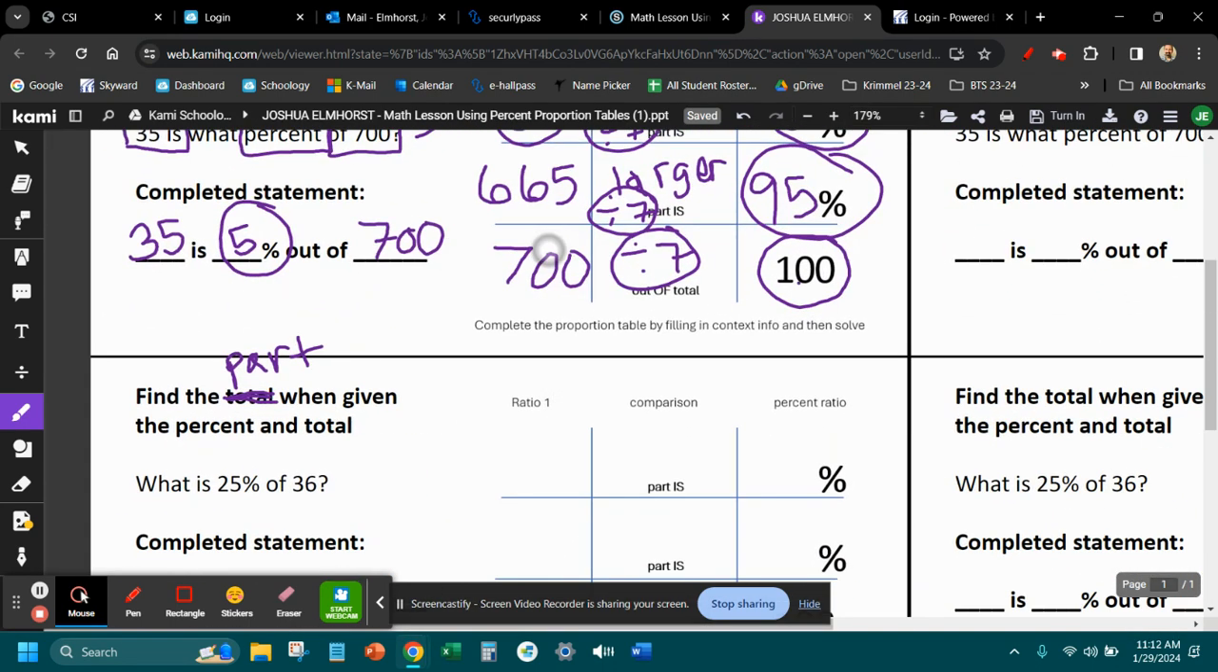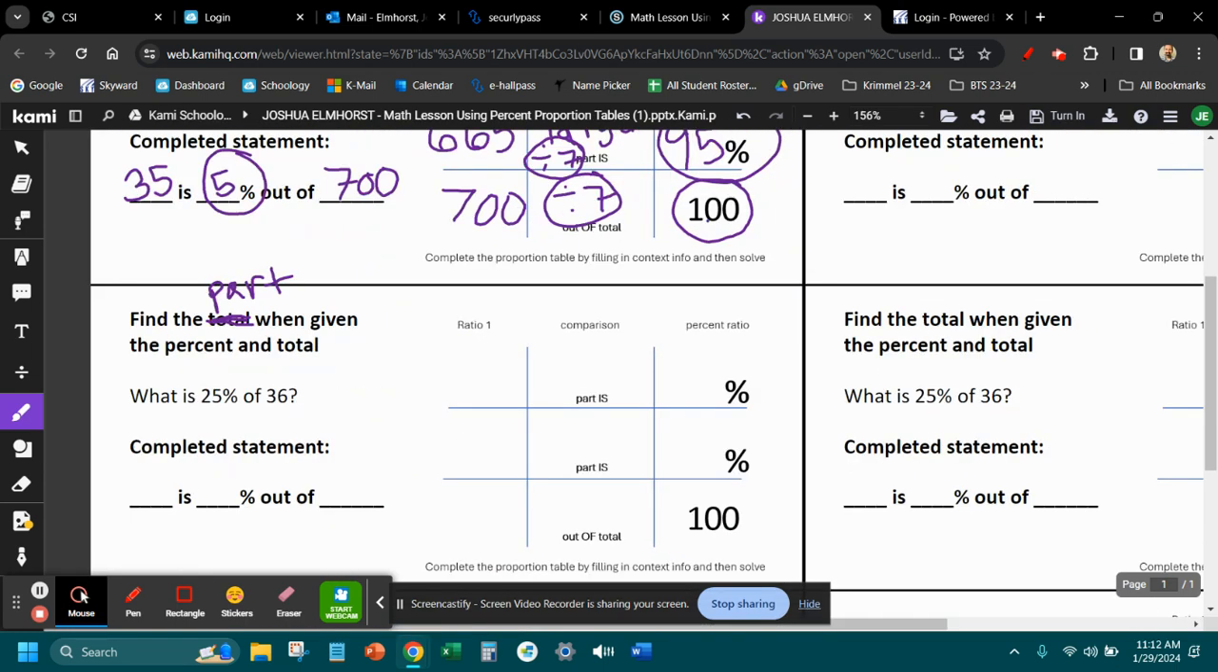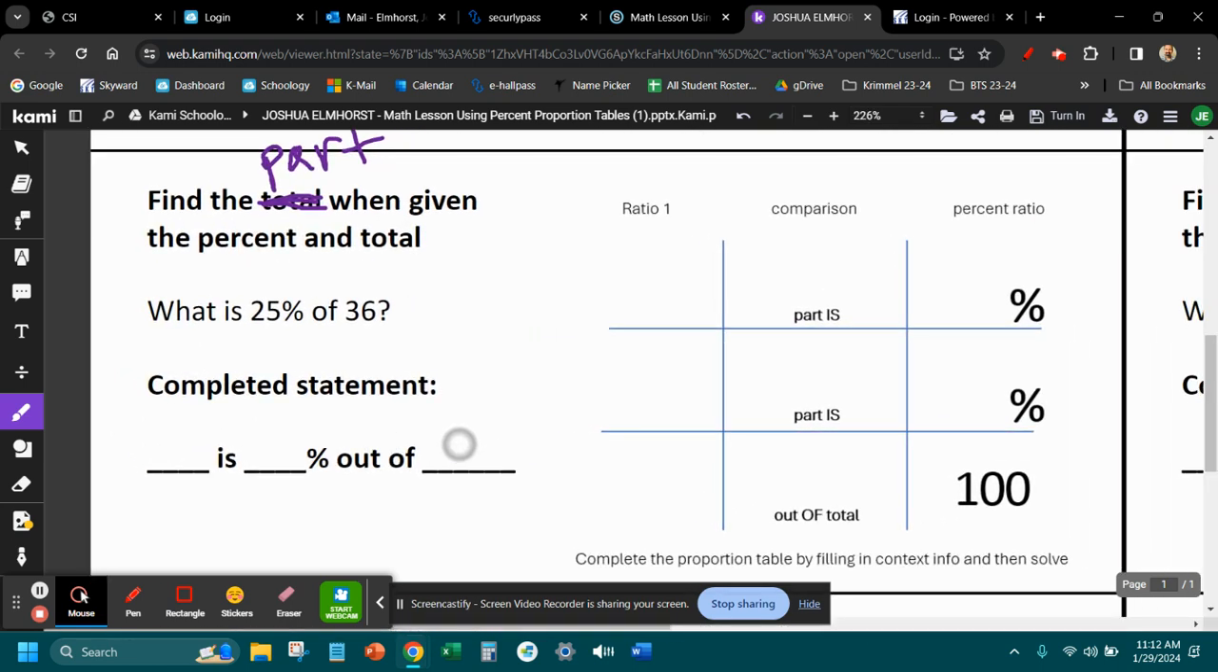Okay, please change the printed word total, the first one, find the total when given the percent and the total. So that was a typing mistake. It should say find the part when given the percent and the total. So here, what is 25% of 36?